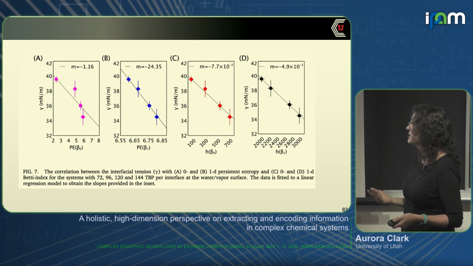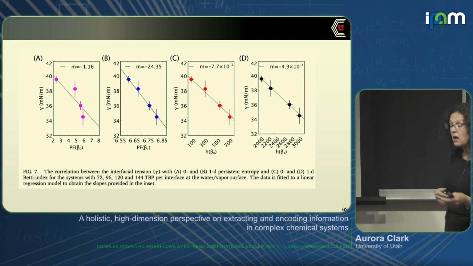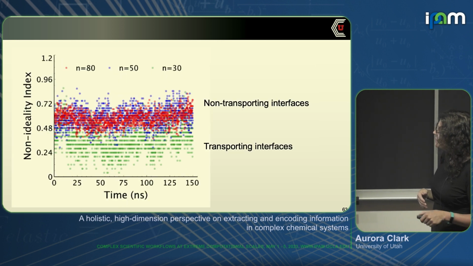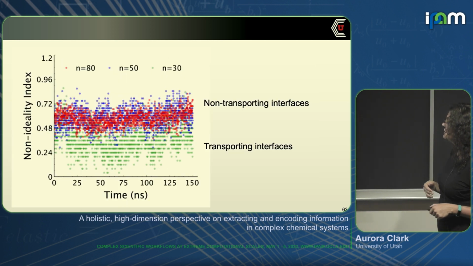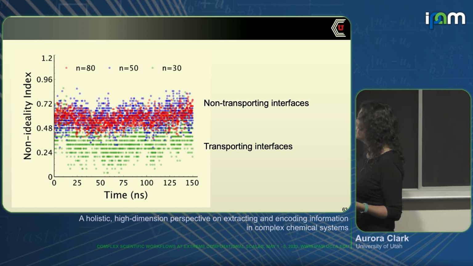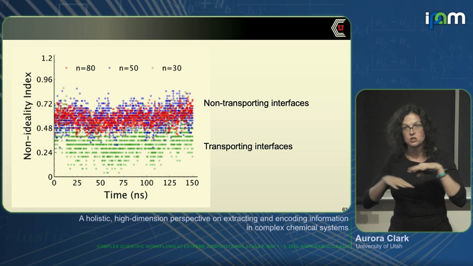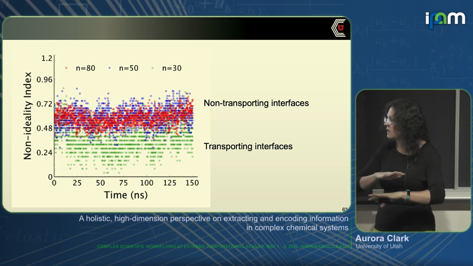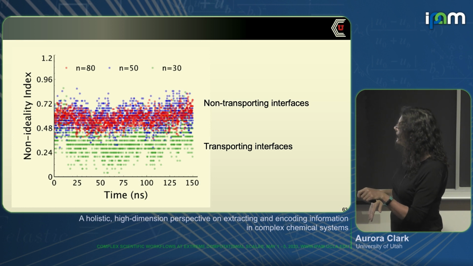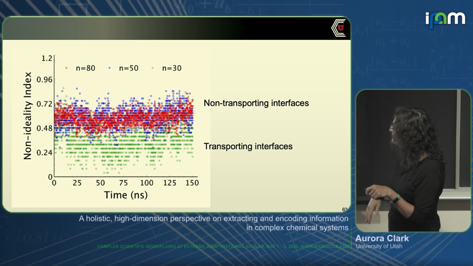And you can see that the persistent entropy maps really well onto the surface tension. And if we take this non-ideality index that I mentioned and compare the time-dependent evolution of the system under what we would call non-transporting conditions, where the system is basically equilibrated and nothing's going on, the distribution of the surfactants is pretty ideal. We're close to 1. One actually should be the top of this.